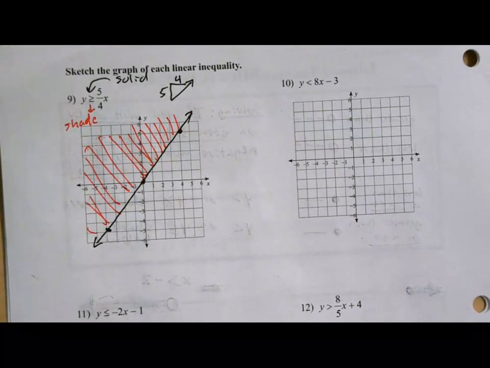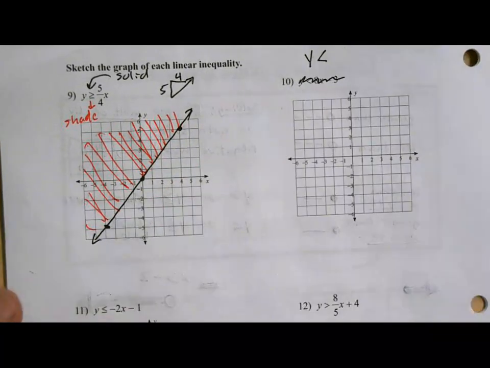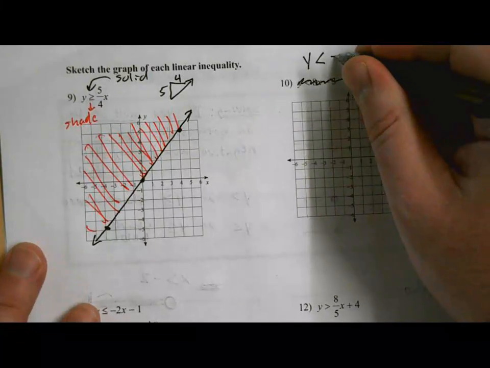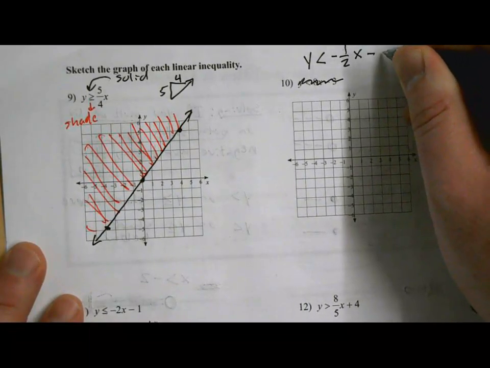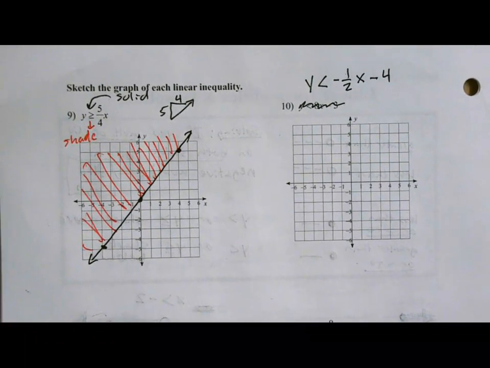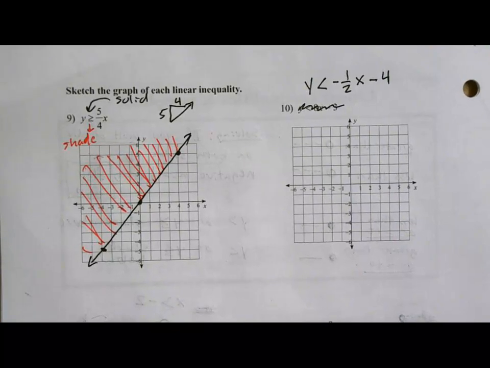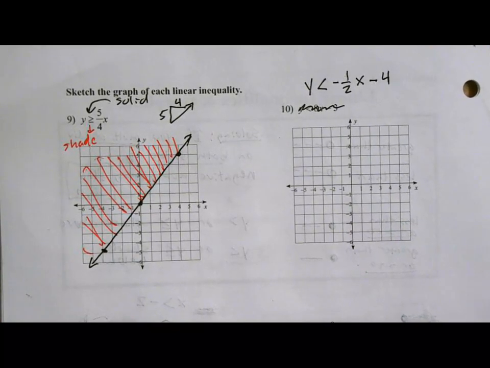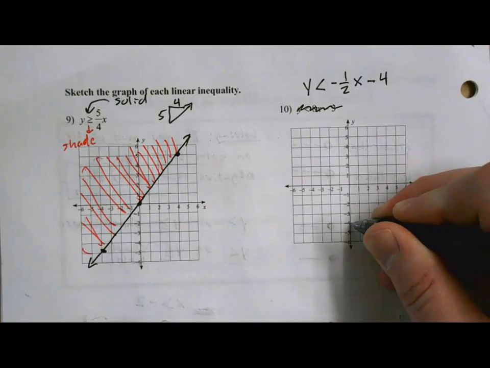All right, this next example is terrible. Scratch it out. We're going y is less than negative 1/2 x minus 4. Y is less than negative 1/2 x minus 4. So let's start by figuring out our y-intercept. We can see our y-intercept this time. Our y-intercept's negative 4. So draw me a point at negative 4.